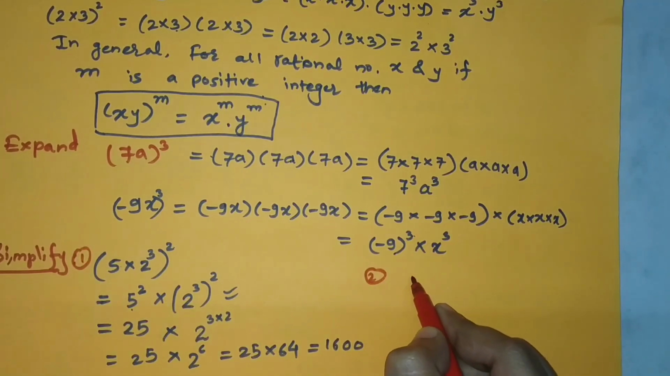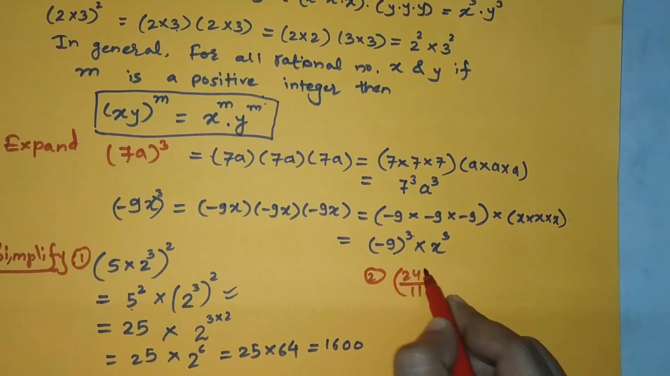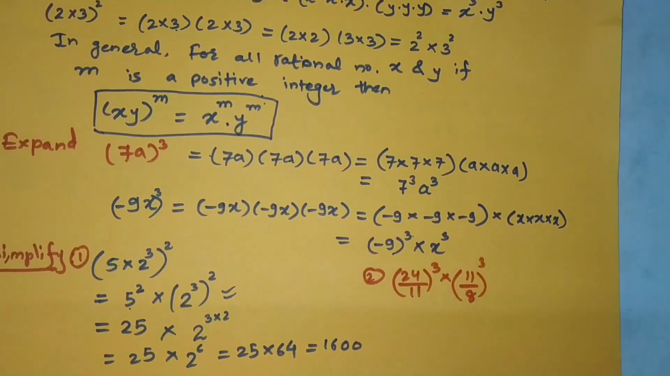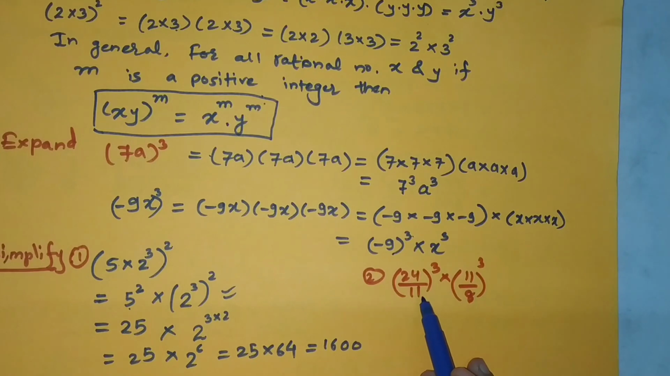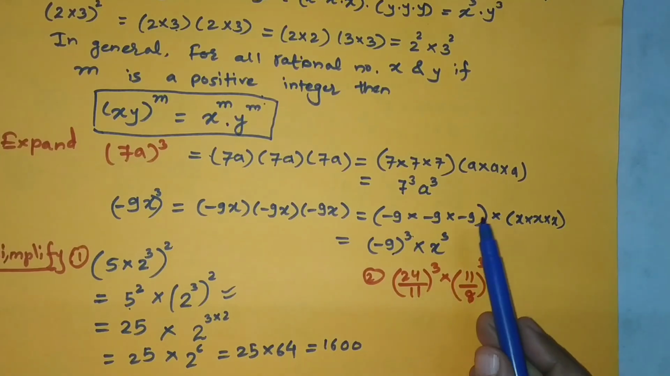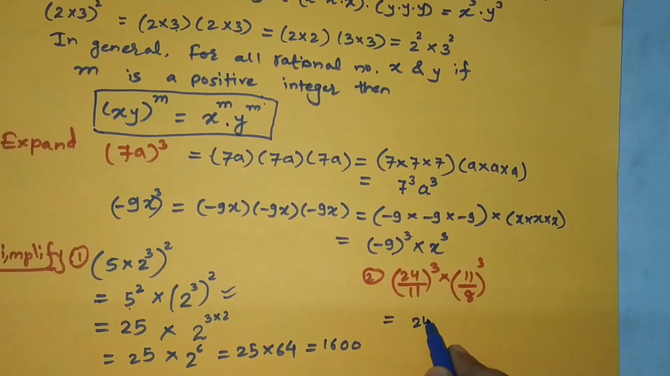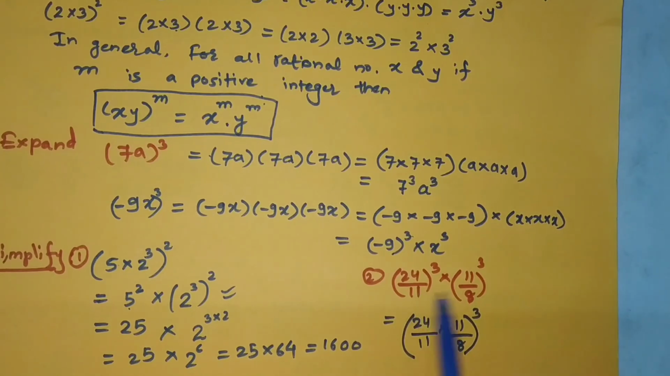We'll go for it. (24/11)³ × (11/8)³. So friends, here we will use the law. Again you can see here also power 3, here also power 3. So you can just multiply these bases, 24 upon 11 into 11 by 8, and you need to share this power for the same outside one. Here we are multiplying the bases. As the powers are same, you can multiply the inside bases.